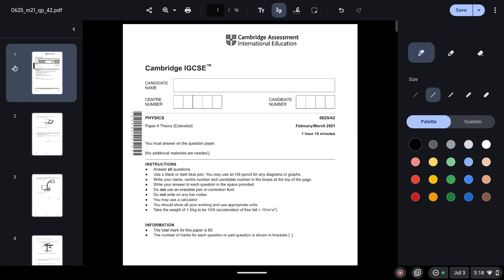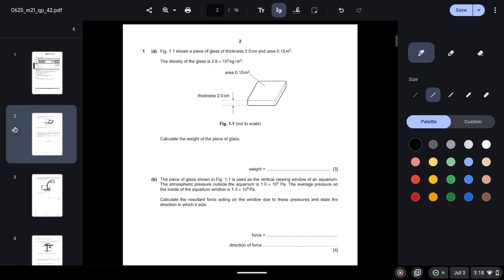Today we will be solving Cambridge IGCSE Physics paper 4 variant 42 of February March 2021. Question 1. Figure 1.1 shows a piece of glass of thickness 2 cm and area 0.15 meters squared. The density of the glass is 2.6 × 10^3 kilograms per meter cubed. Calculate the weight of the piece of glass.